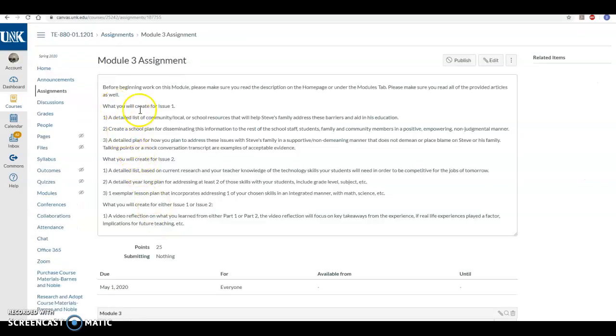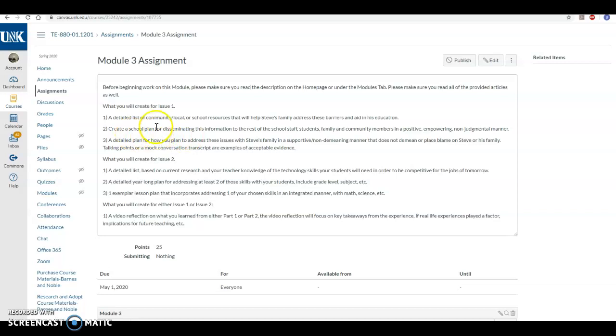So you do have issue 1 and issue 2. You have a few different things to do for both. Again, I understand that living in Nebraska while taking this class, in Lincoln or Omaha, might be a little bit different. So you might need to think about looking at rural areas to more adequately address that situation. Detail a list of community and local school resources that help Steve's family address these barriers.